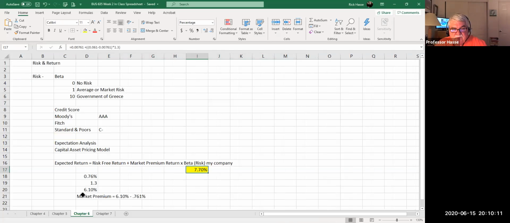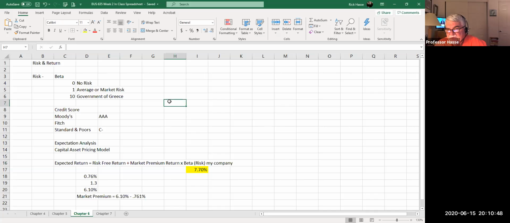In other words, the market premium is defined as the difference between the market rate of return, as of this morning, the rate of return in the S&P 500 was 6.1% on average, and the risk-free rate. The risk-free rate this morning in the market for the 10-year United States Treasury yield was 0.761%. The difference between those two is called the market premium.